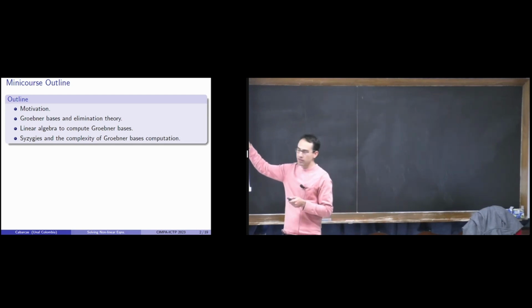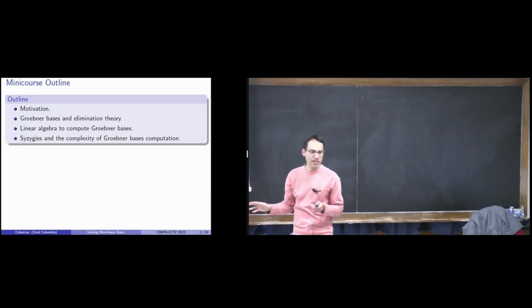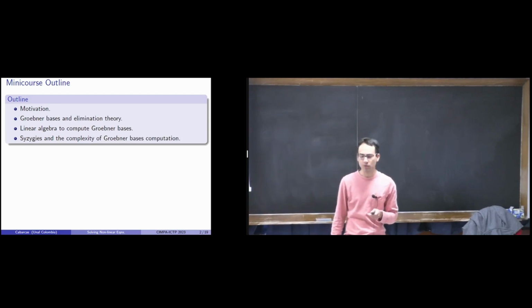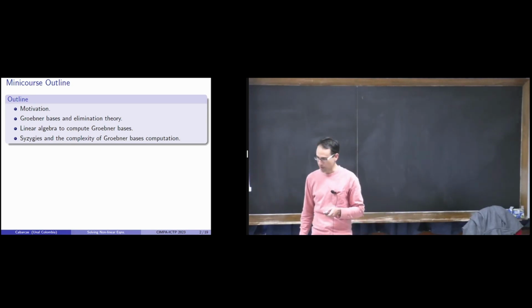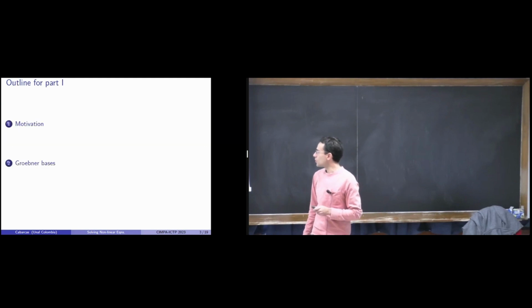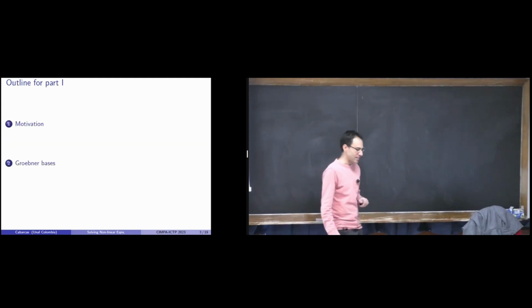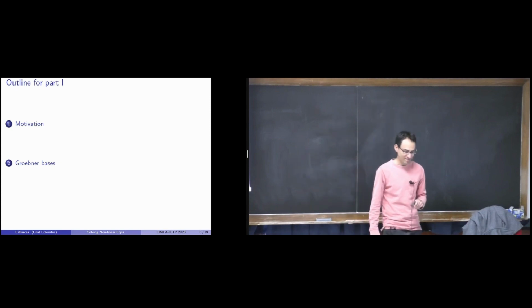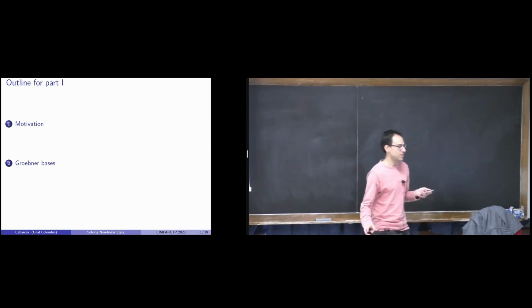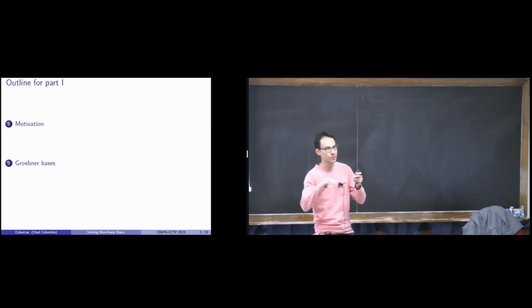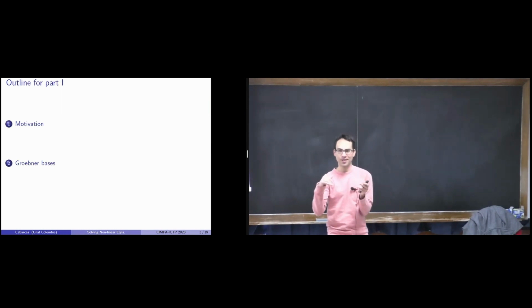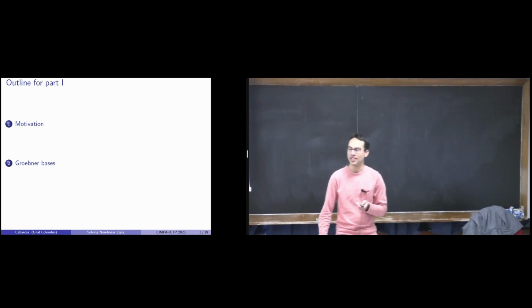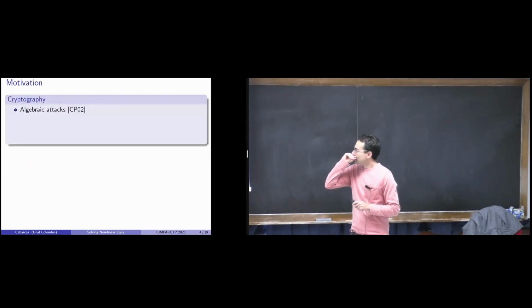Today I'll probably cover the motivation and Groebner bases. Maybe I don't get to elimination theory, and then next lecture I will take from there. So motivation and Groebner bases. That's the outline for today. The classical algorithms, the classical theory, because I need to set up the theory, the basics, so that we can actually cover the connection with linear algebra. All right.